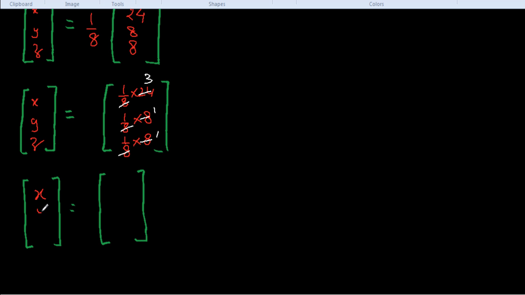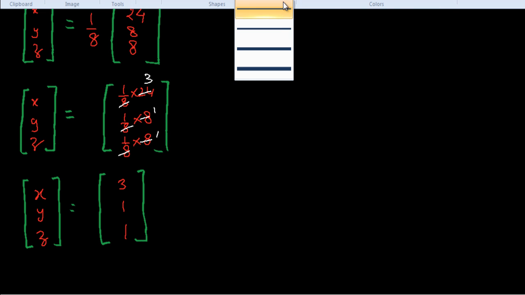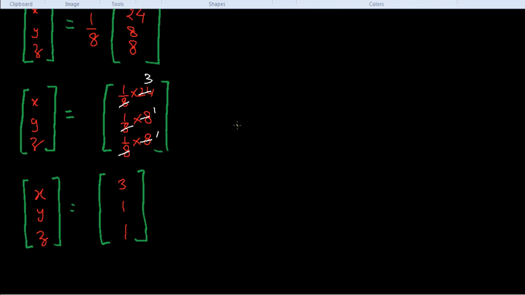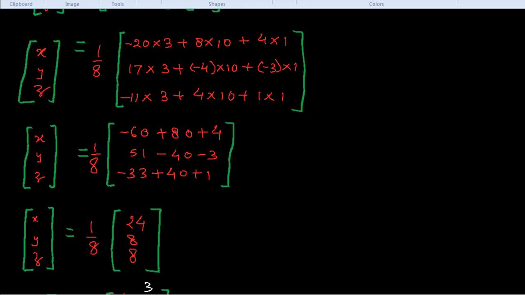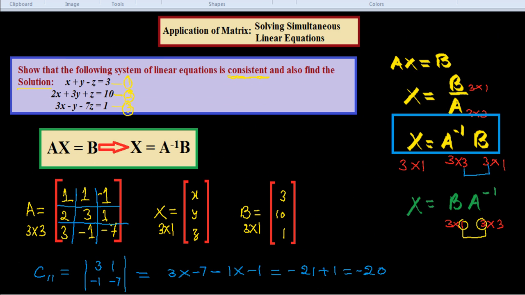The x, y, z is 3, 1, 1. So finally we have got the answer: x is equal to 3, y is equal to 1, and z is equal to 1. So we have got these answers through this matrix method, for all the simultaneous equations.